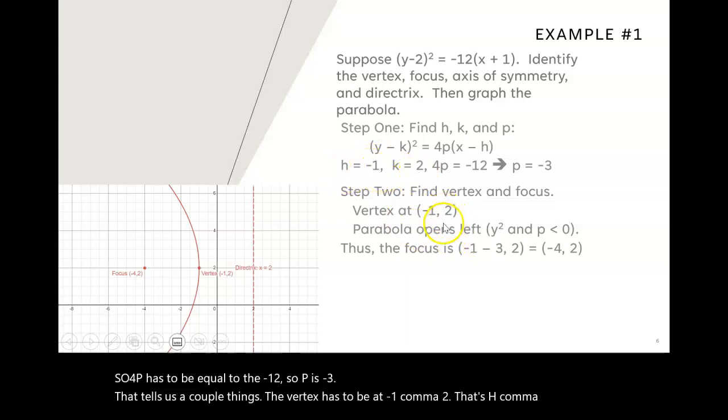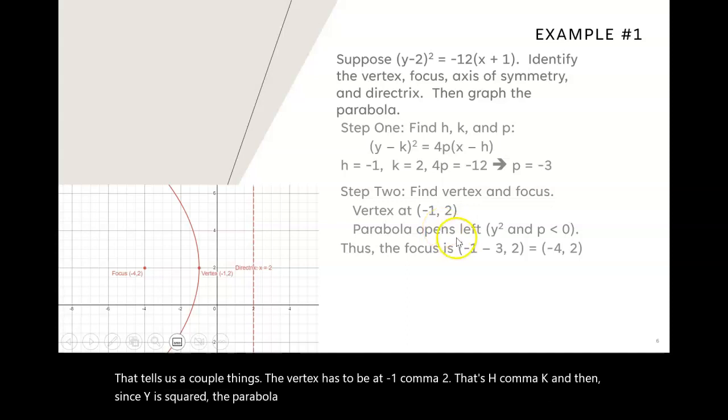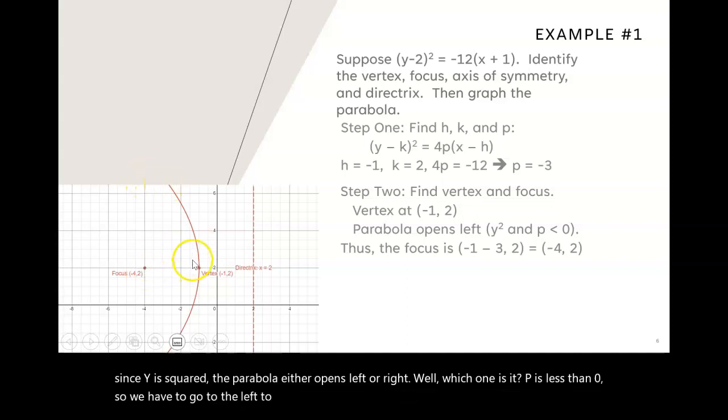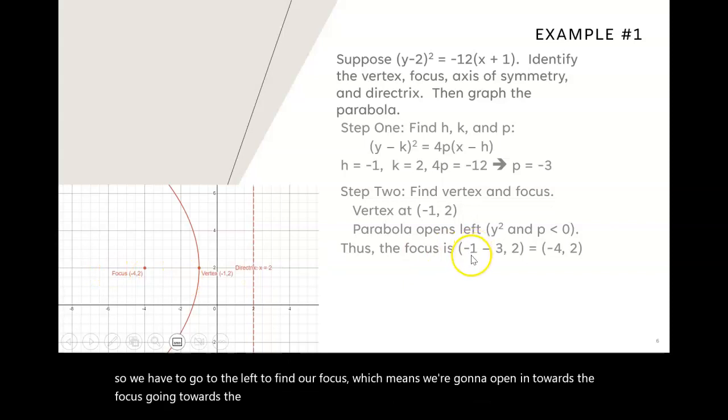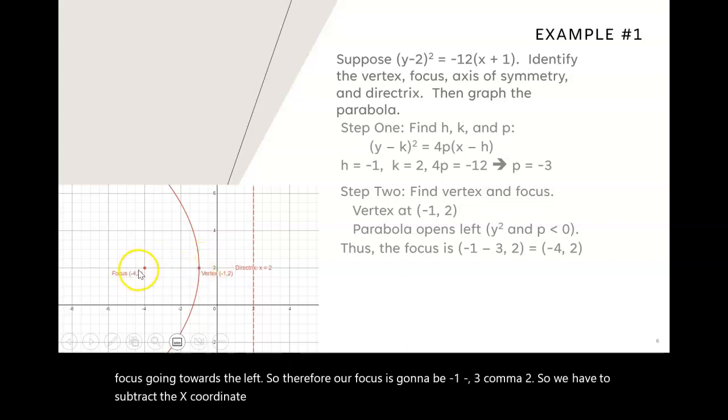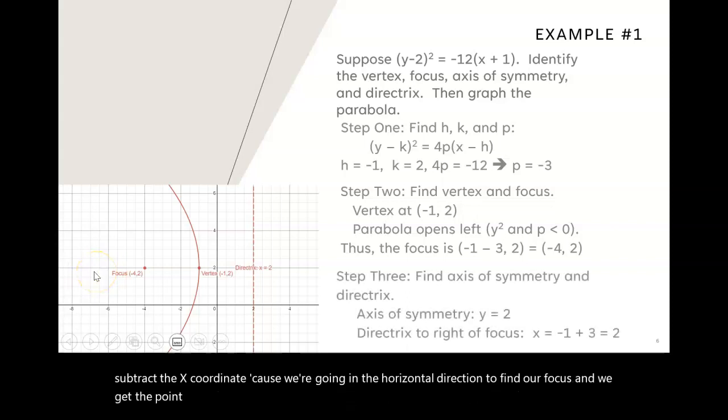And then since y is squared, the parabola either opens left or right. Well, which one is it? p is less than 0, so we have to go to the left to find our focus, which means we're going to open in towards the focus, going towards the left. So therefore, our focus is going to be negative 1 minus 3 comma 2. So we have to subtract from the x-coordinate because we're going in the horizontal direction to find our focus, and we get the point negative 4 comma 2.